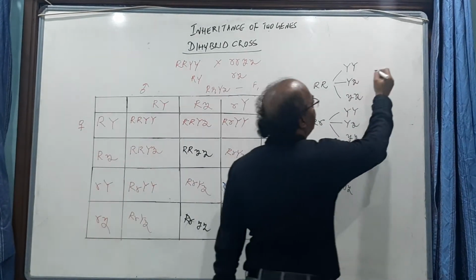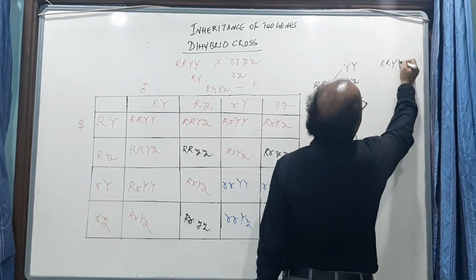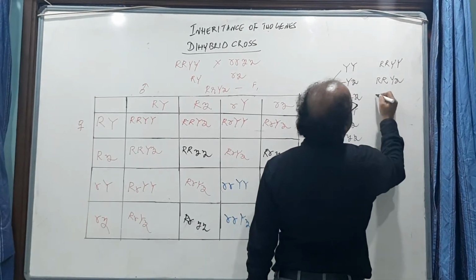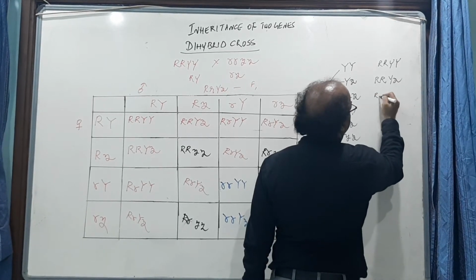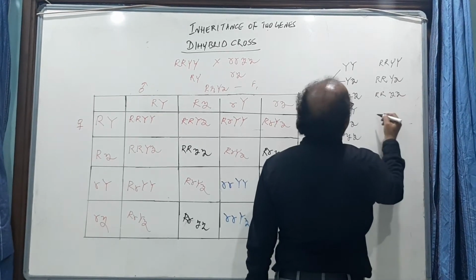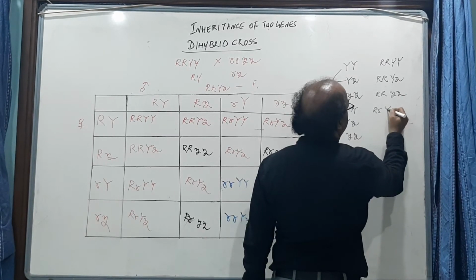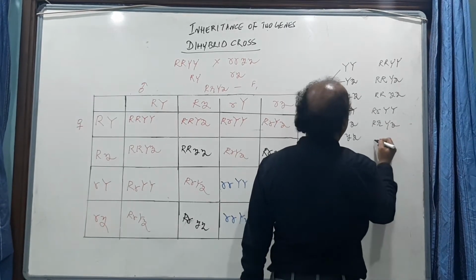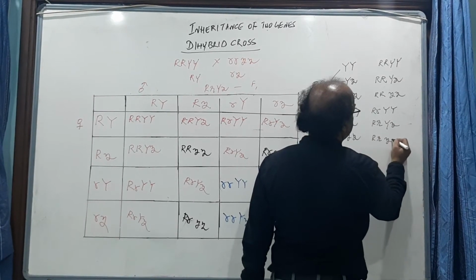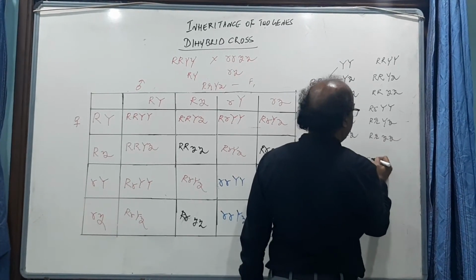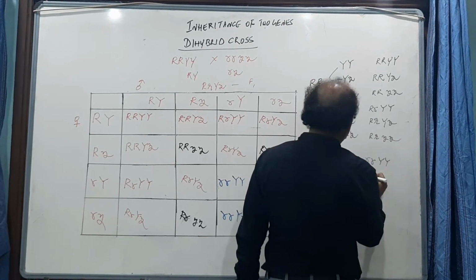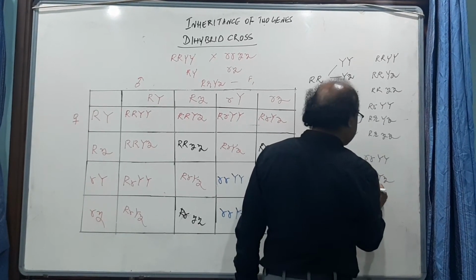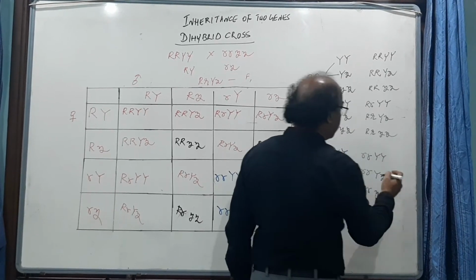Now, capital R, capital R, capital Y, capital Y. Capital R, capital R, capital Y, small y. Capital R, capital R, small y, small y. Capital R, small r, capital Y, capital Y. Capital R, small r, capital Y, small y. Capital R, small r, small y, small y. Small r, capital Y, capital Y. Small r, capital Y, small y. Small r, small y, small y.